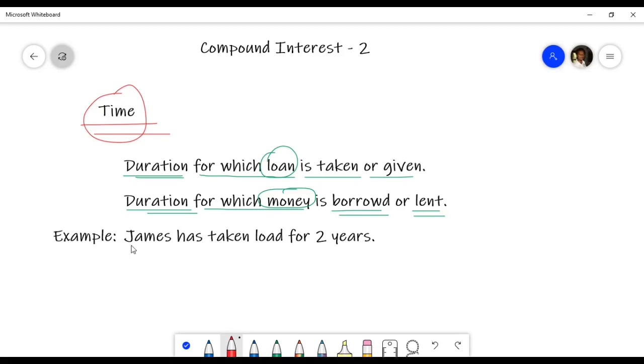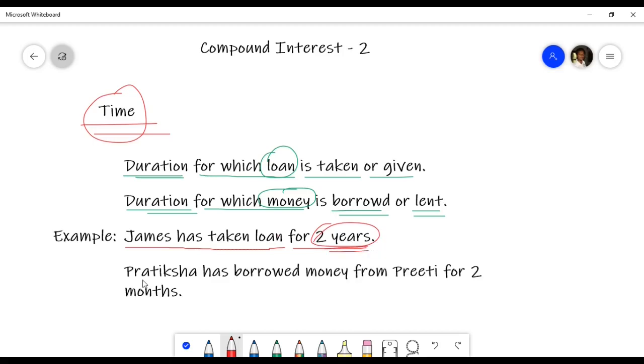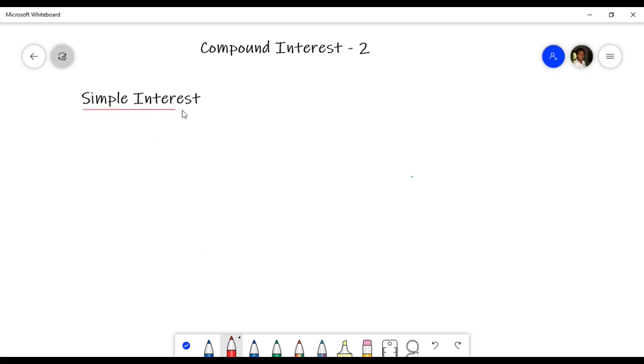James has taken a loan for 2 years. So the time mentioned here is 2 years. He has taken a loan for 2 years. Let's see another example. Pratiksha has borrowed money from Preeti for 2 months. So can you see there is time mentioned here? The time here is 2 months. So this was about time. Let's see what is simple interest.